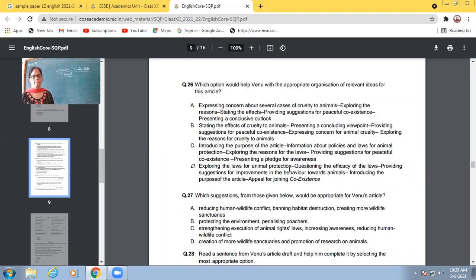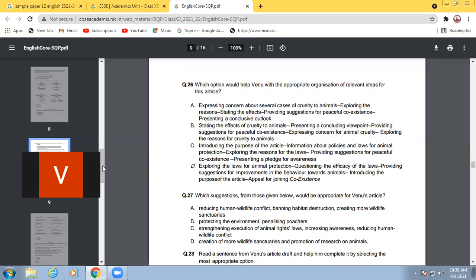Raise hand. What do you think is more important when you are going to talk about the need for prevention to cruelty towards animals? What is more important, concern or laws? Raise hand and tell. Come on. Yes, what is more correct, concern or laws? Yes, Vanshika, give the answer. Yes, ma'am. What's the correct answer?